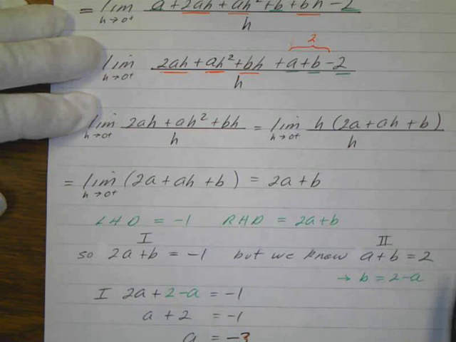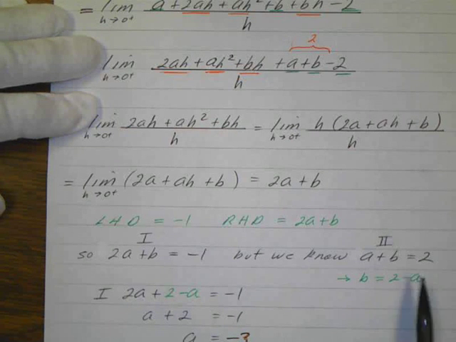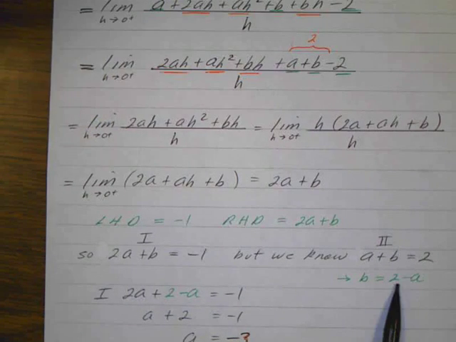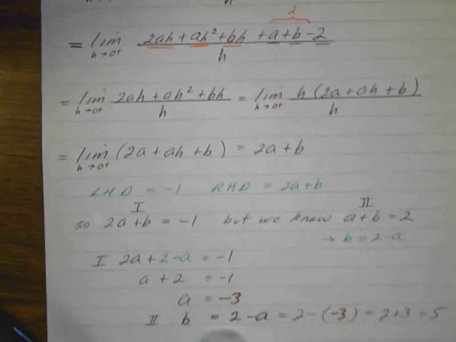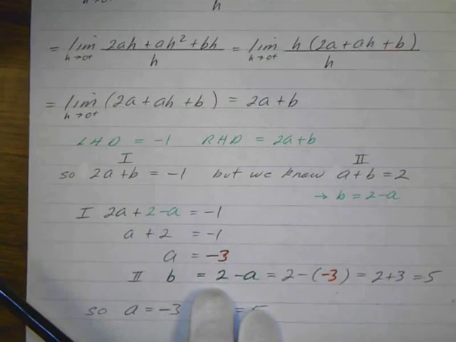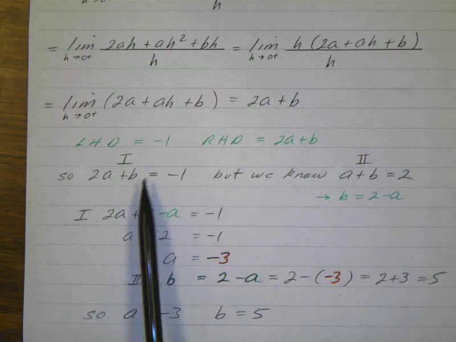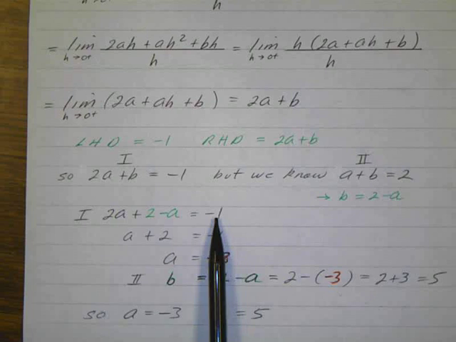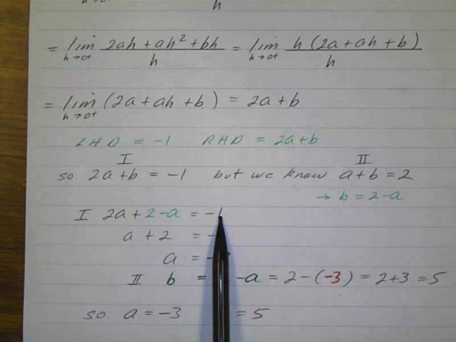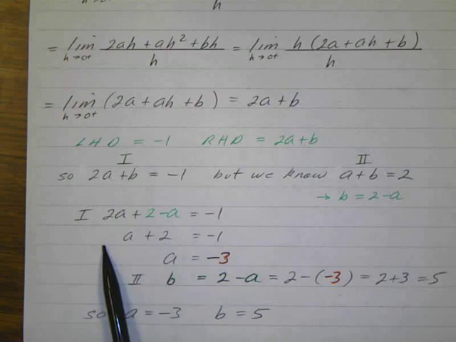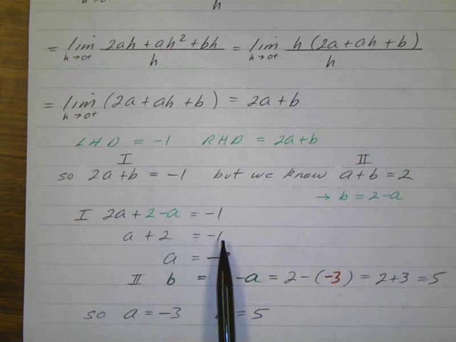So I'll just substitute. I could have used addition, but I'll just substitute. So we know a plus b equals 2, so b equals 2 minus a. So I'll go back to equation 1. This is the equation 2 information. I'll put that back into equation 1. So equation 1 was 2a plus b, but b is 2 minus a, equals negative 1. And what's 2a minus a? That's a. Plus 2 equals negative 1. If I subtract 2 from both sides, I get a equals negative 3. So that's my solution for a.